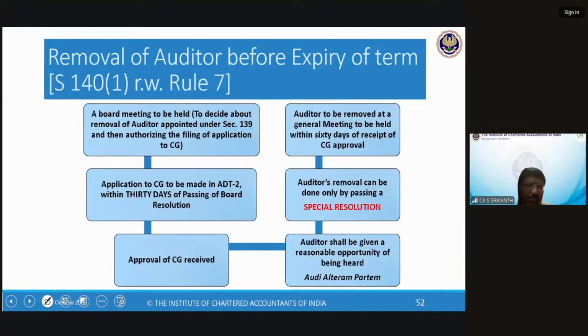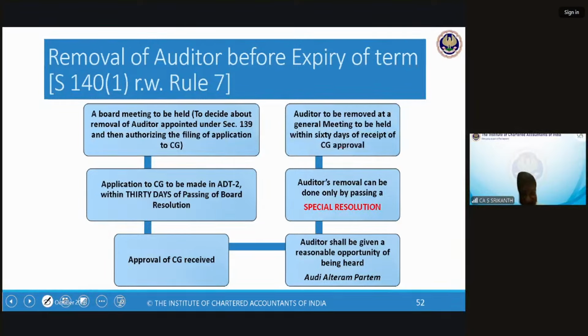The board meeting should have at least 5 other people who have to sign or agree, and that too on removal of the auditor appointed under Section 139. And then authorizing the filing of an application to the central government. So the matter doesn't end there. You have to go to the central government, the regional director, and make an application to the CG in ADT 2. So the CG will obviously say, oh, you want to remove the auditor? Beautiful. Come on, let us remove him.